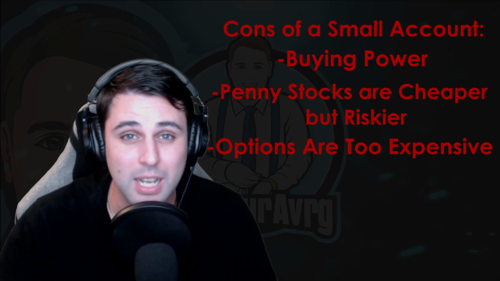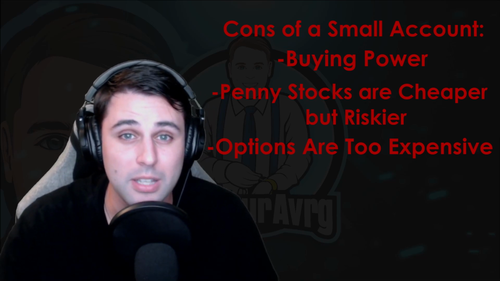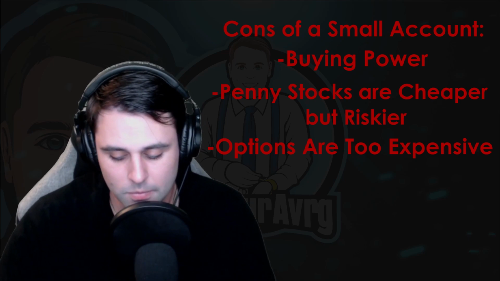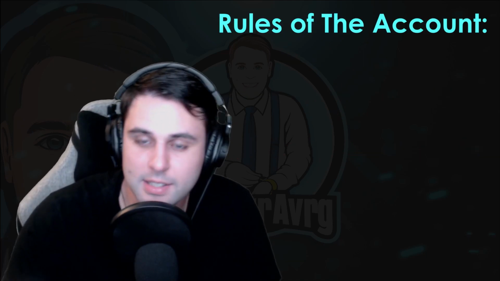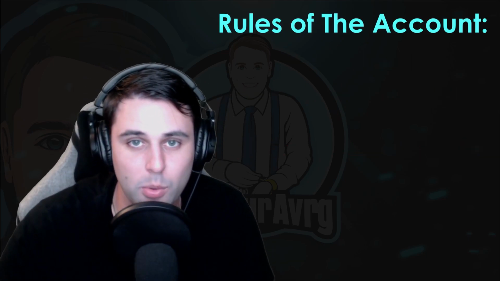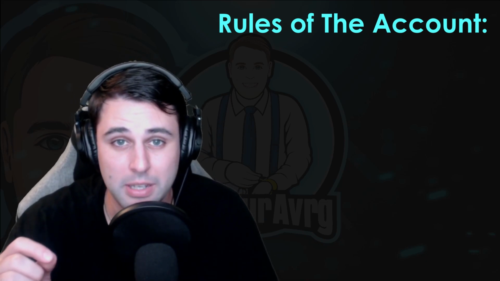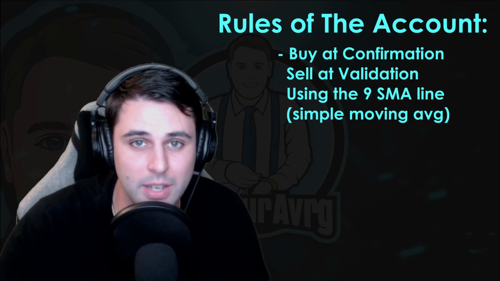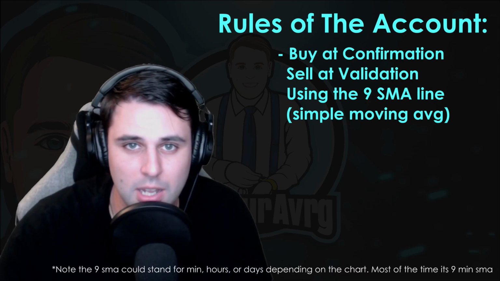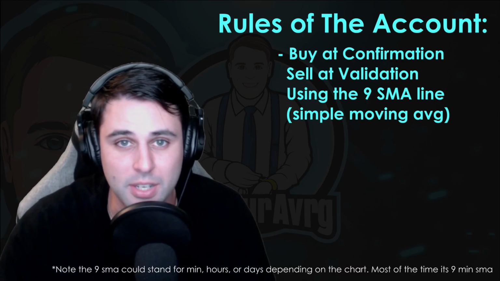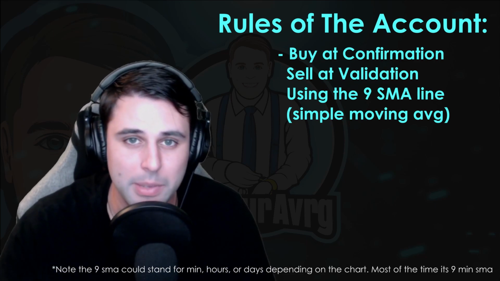So with these pros and cons, here is the rule list that I'm going to live by for this series. First, my strategy starting out is going to be buying at confirmation of the 9-minute simple moving average line and selling at validation on that same line. So let me explain that to you.